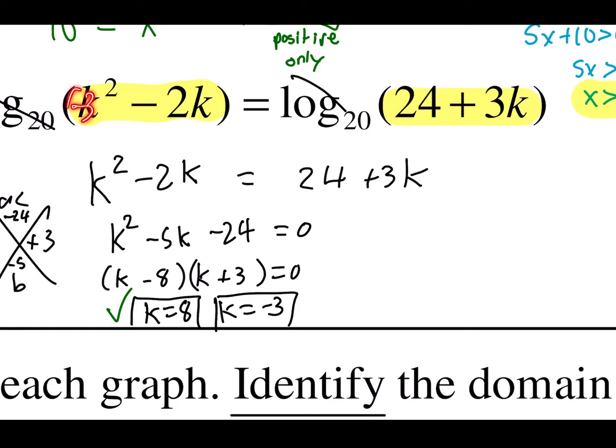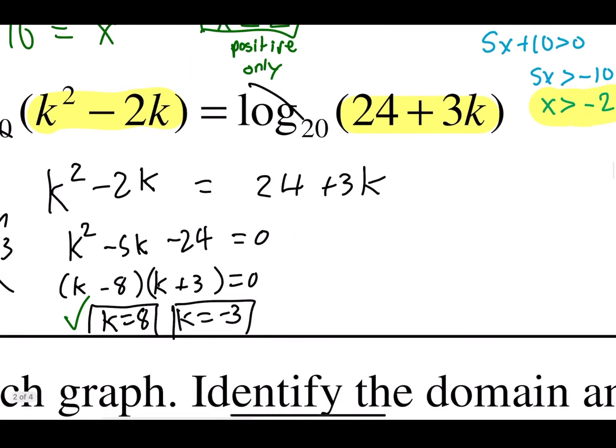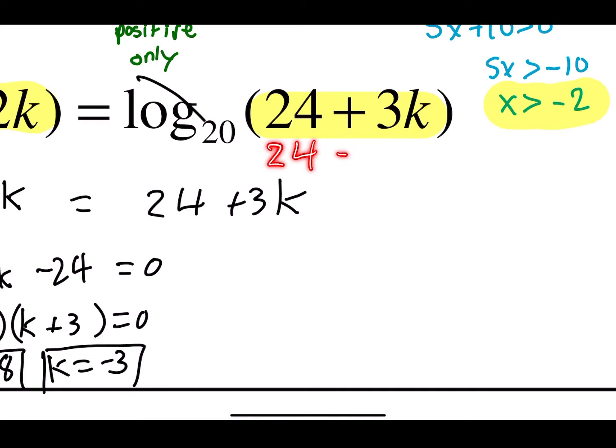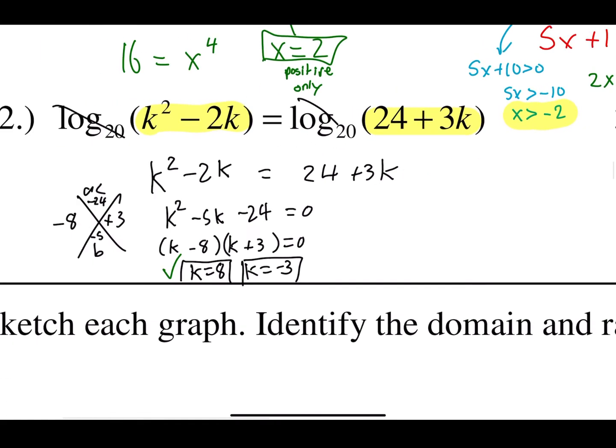Negative 3, let's see. Negative 3 squared is positive 9. Minus 2 times negative 3. Negative times negative is positive, so this is positive 9 plus 6, greater than 0. So this side works. Negative 3 here is 24 plus 3 times negative 3. This is going to end up being 24 minus 9, but that's still greater than 0. So both of these answers work.